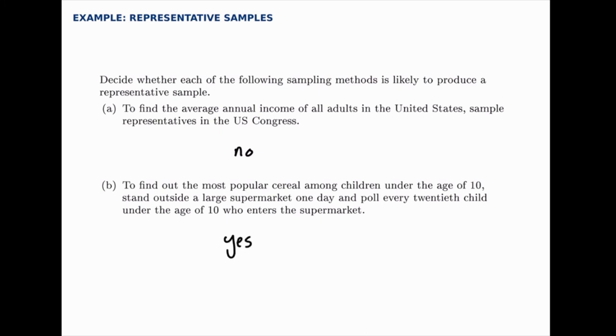And the lesson from these is just that when you're gathering a sample, it's important to look for a representative one, one that's likely to look similar to your population. You don't want a sample that's chosen too narrowly or that's chosen with some sort of obvious bias.